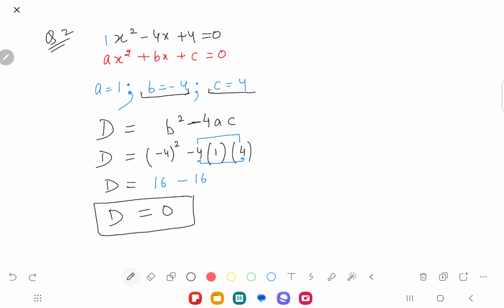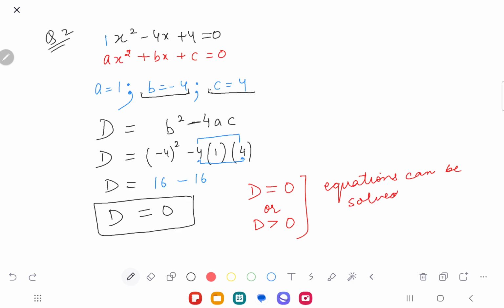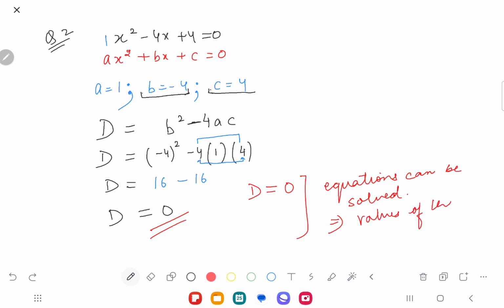which means what? Whenever the discriminant is equal to 0 or greater than 0, I will always say the equations are solvable. That means equations can be solved. But in this example, because the discriminant is coming out to be 0, the roots would be equal. The values of the roots would be equal. Are you understanding?